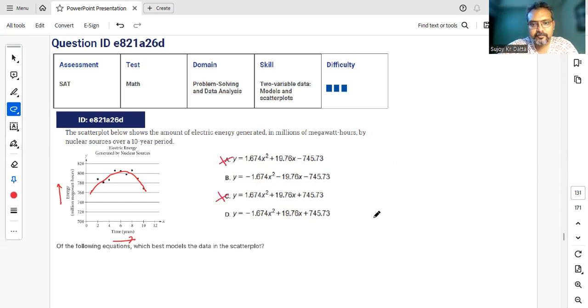That rules out these two. Now for the constant, this is going to intersect somewhere around 740 for the y-intercept. So the y-intercept is clearly positive. This is 0, where x is 0, so the y-intercept is around 740. Here the y-intercept is minus 745, so that cannot be. This is plus, so this has to be. The answer has to be option D. We don't need to plug in or do anything else. It was pretty obvious that it had to be the fourth option. All right.